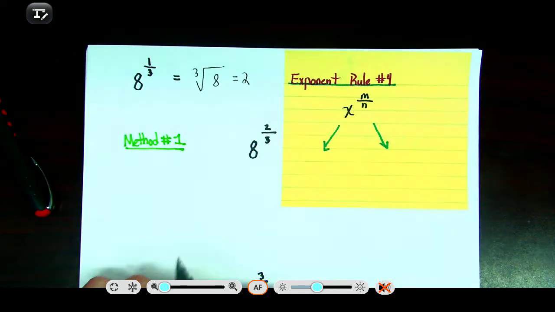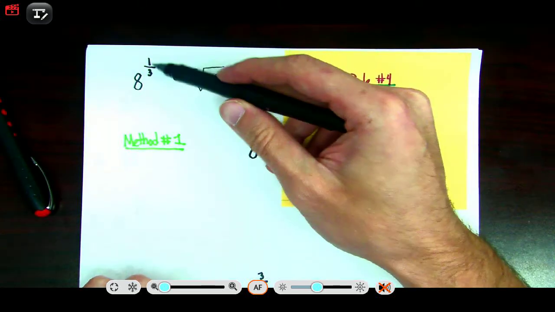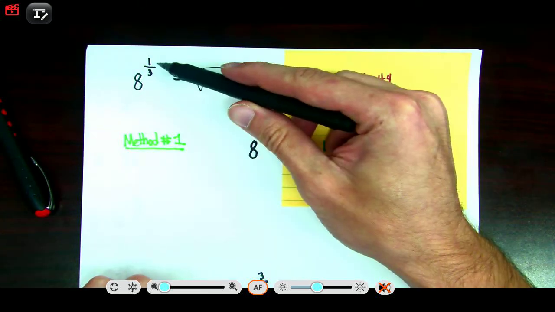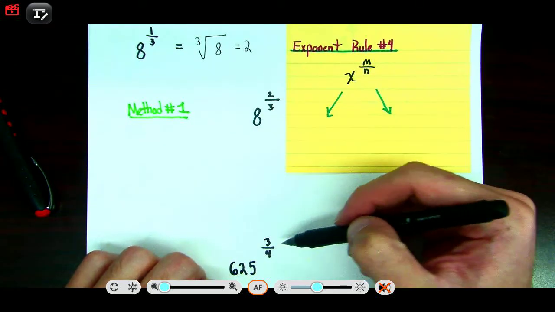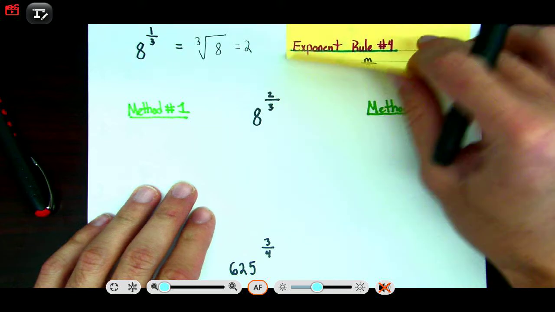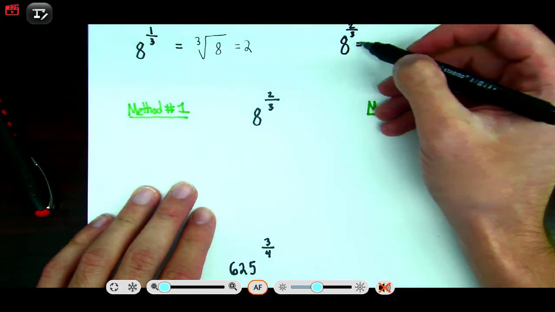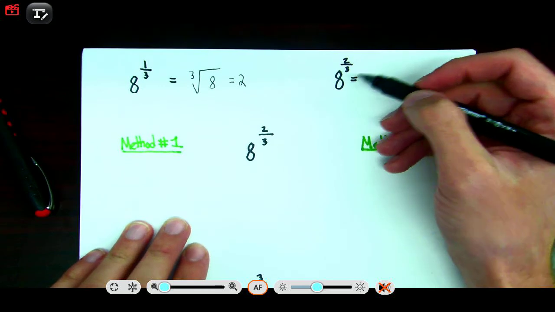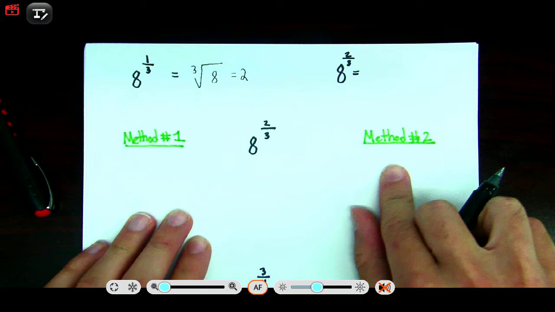But then what happens if the numerator of our fraction is not 1? What if we have some sort of 2 or some sort of 3 over 4? Okay, so let's take a look here. What will this equal if we had 8 to the 2 over 3? There are two ways of expressing it. There's method 1 and method 2. So I'll show you both ways.